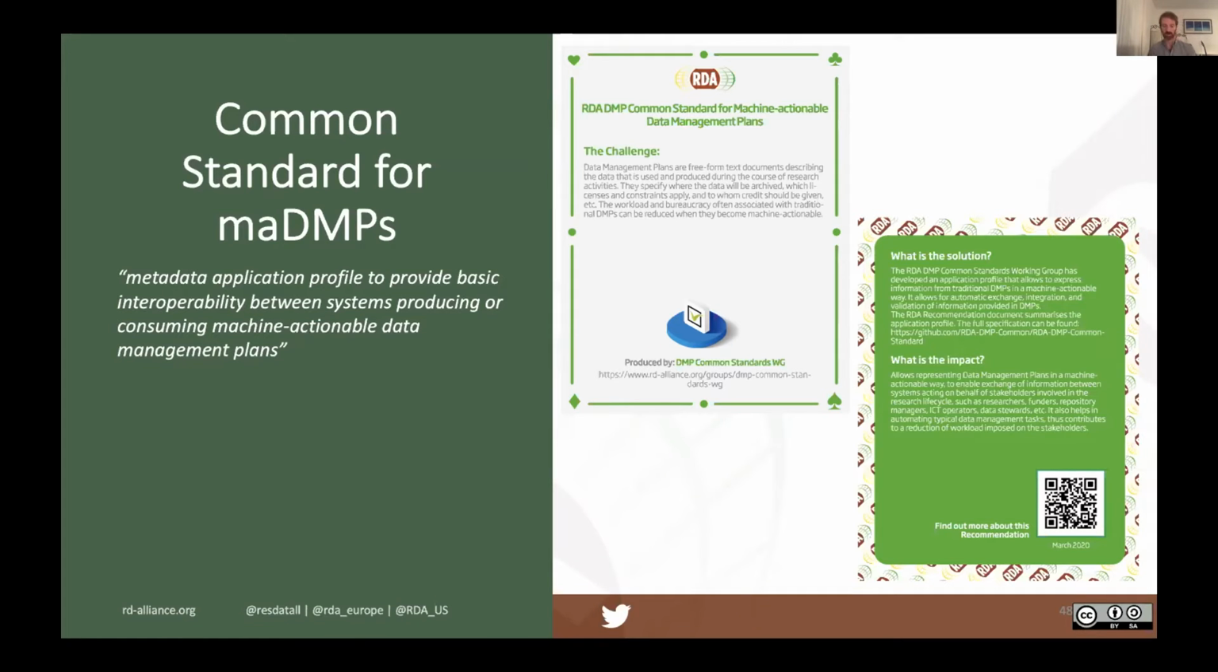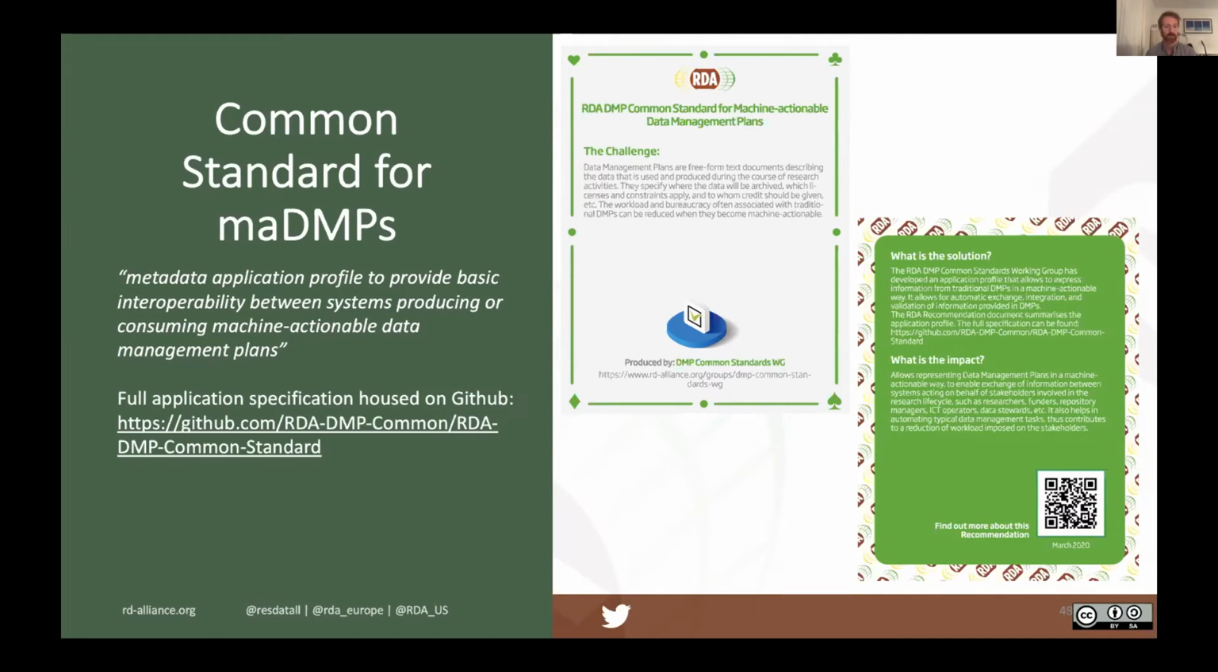This is with a view to making it easier to exchange information regarding DMPs between relevant stakeholders. So for example, between funders and researchers themselves, and between institutions, etc. The full specification of the application profile for the common standard is housed on GitHub, but the link is here on screen.